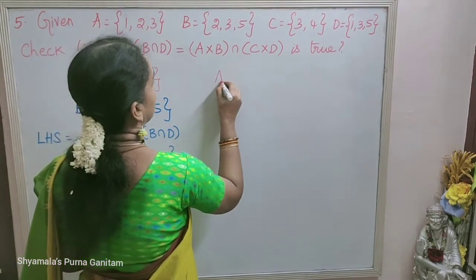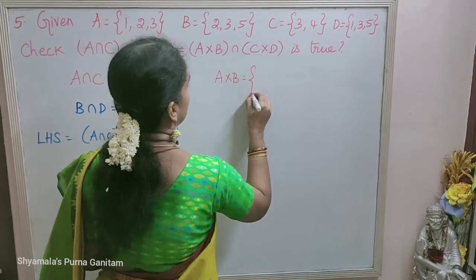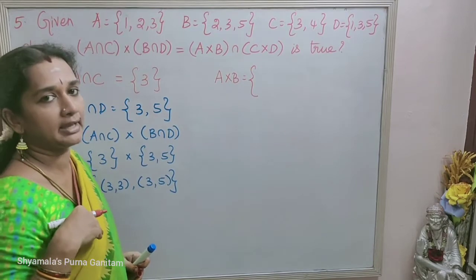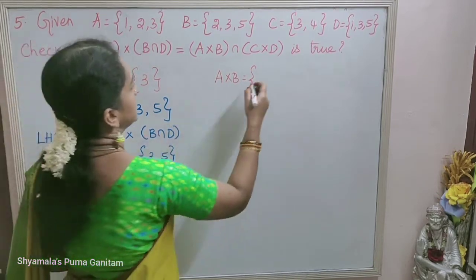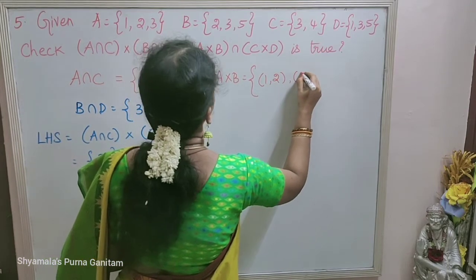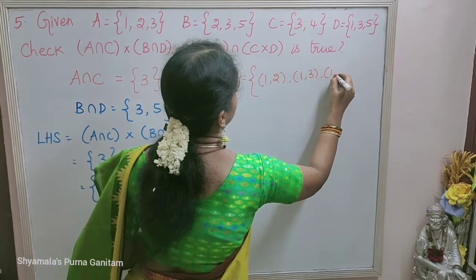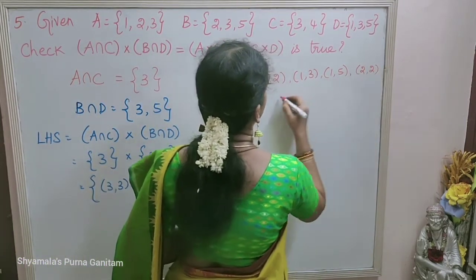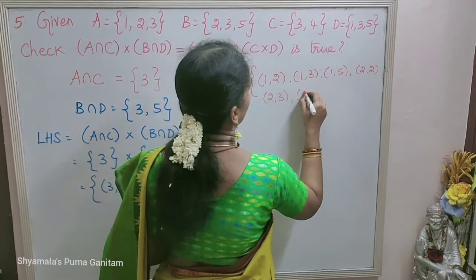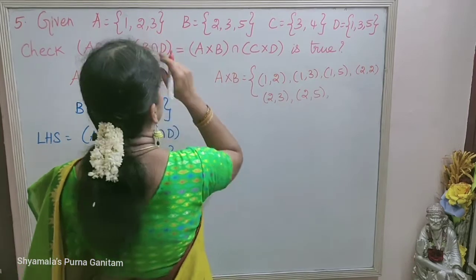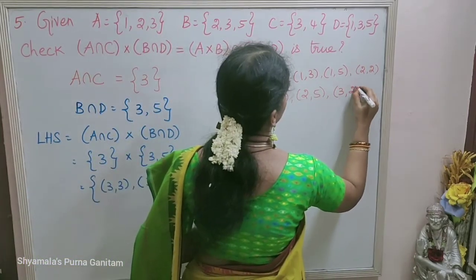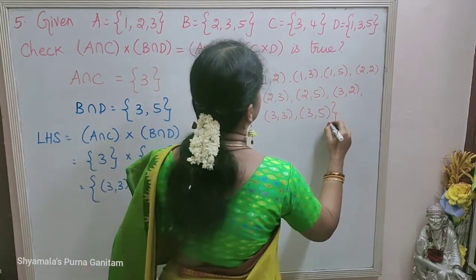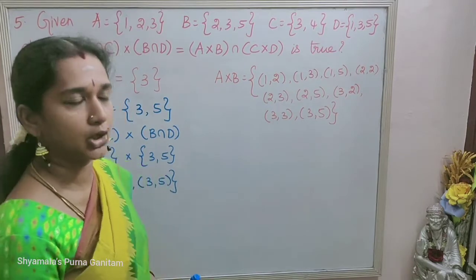So here A cross B we will find first. Here you have 3 elements, here you have 3 elements. So 9 ordered pairs we will get. First, this is (1, 2), (1, 3) and (1, 5). Then next one is 2: (2, 2), (2, 3) and (2, 5). So 2 is over. Then next one is 3: (3, 2), (3, 3) and (3, 5). So these are the ordered pairs of A cross B.